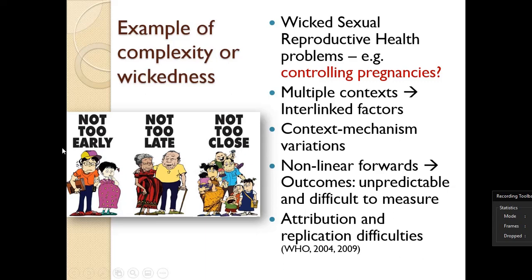Okay, so for instance, you can say, please control your pregnancies, don't produce many. If they do when they are still teenagers, you say it is too early. When they wait until they are in their 40s, you say it is late. When they produce many, you say no, and when they are producing without giving enough space, it is too gross. So those are the complexities and wickedness that involve certain interventions.